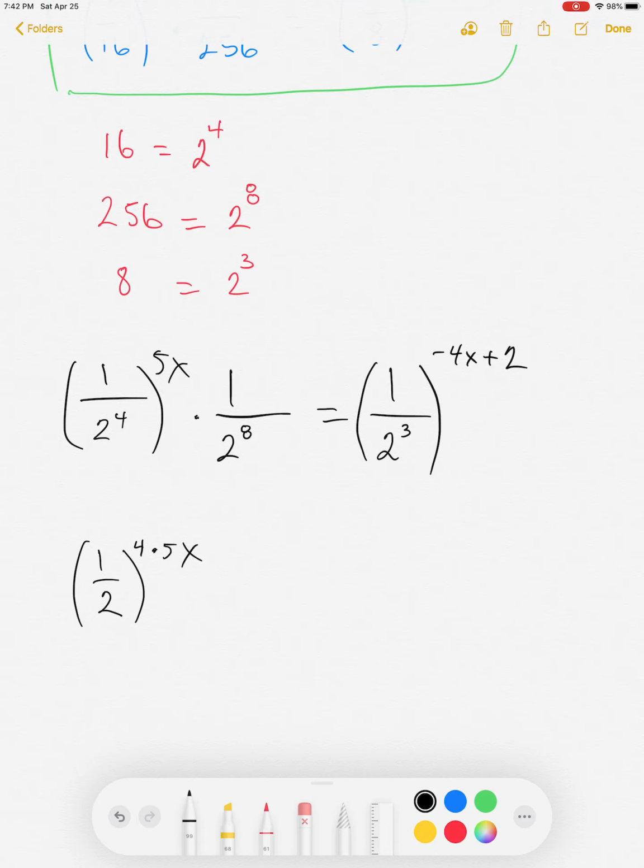So why can I do that? Well, remember that this has a 4 in the exponent. And so if I had 1 over 2 to the 4th, that's the same as 1 to the 4th over 2 to the 4th, and that's the same as 1/2 all raised to the 4th.